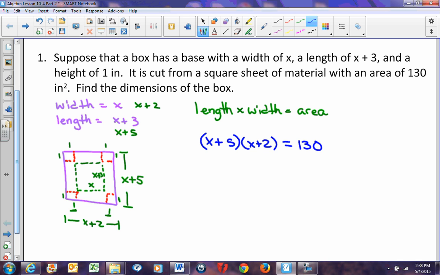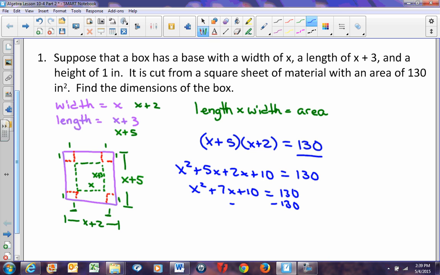Now I don't need to multiply this together. Actually, yes, I do need to multiply this together, because it's not set equal to 0. It's set equal to 130. So we'll distribute. We'll get x squared plus 5x plus 2x plus 10 equals 130. So if we simplify, x squared plus 7x plus 10 equals 130. Subtract the 130 from this side and put it on this side. That will give us x squared plus 7x minus 120 equals 0.